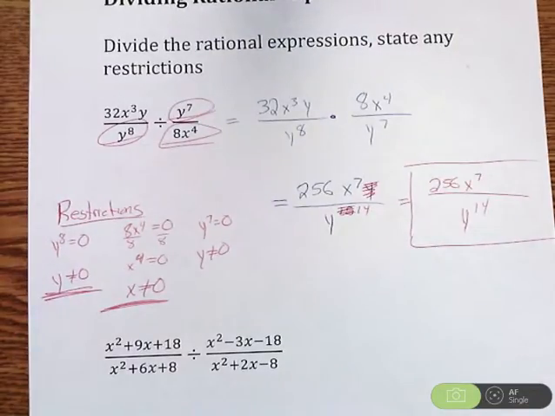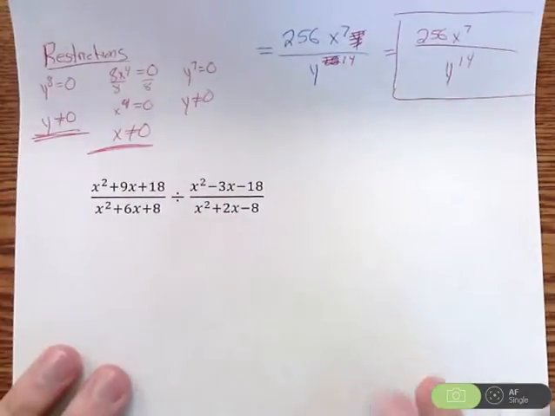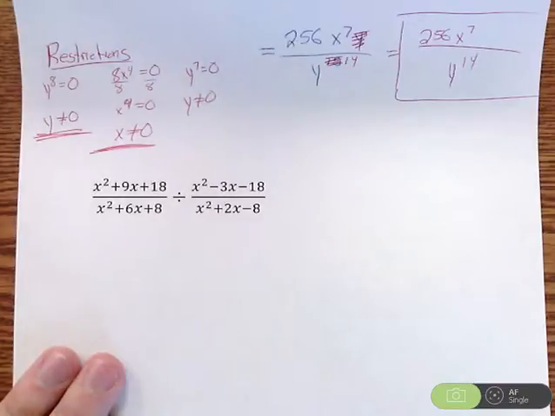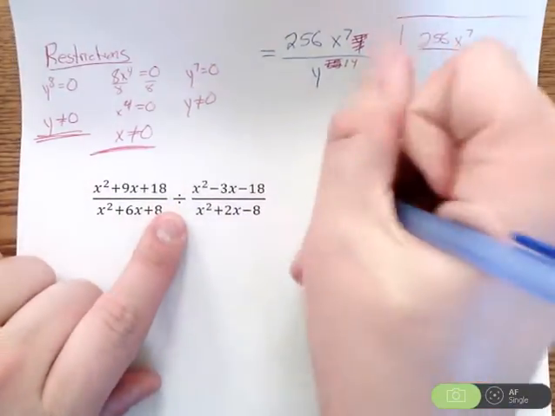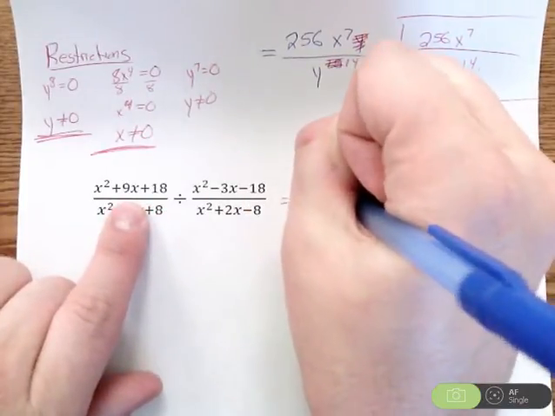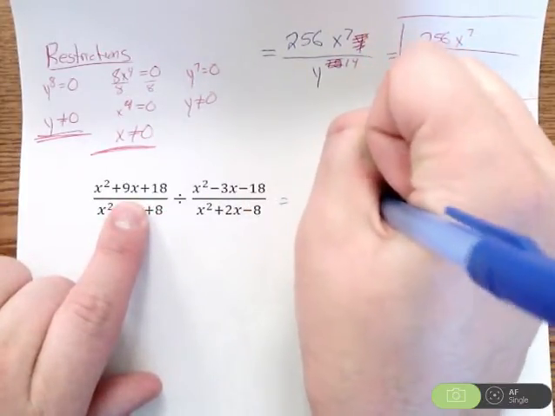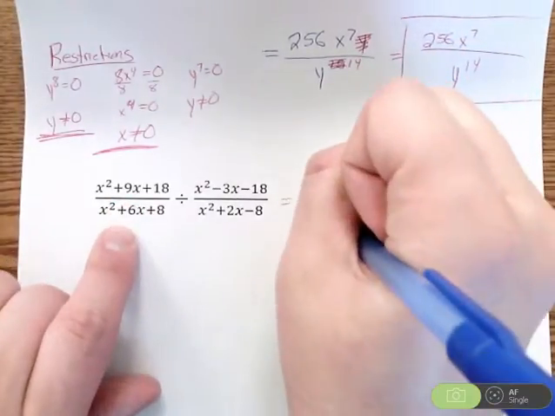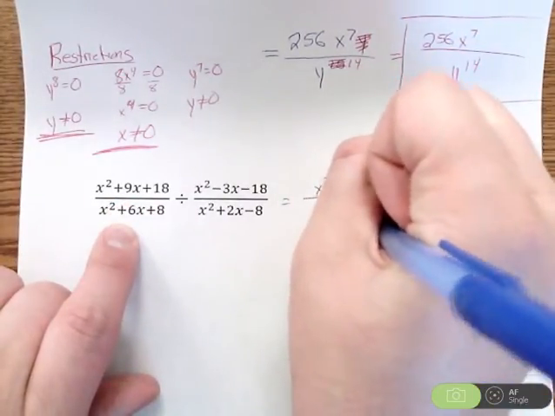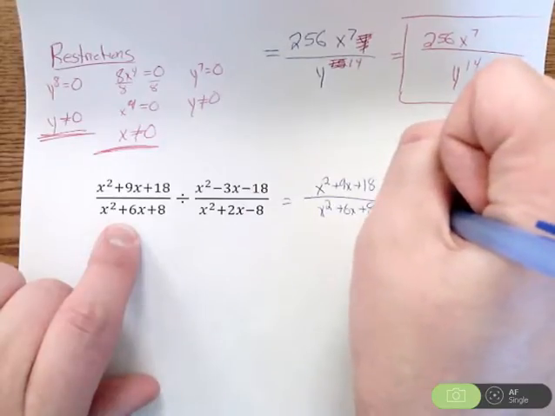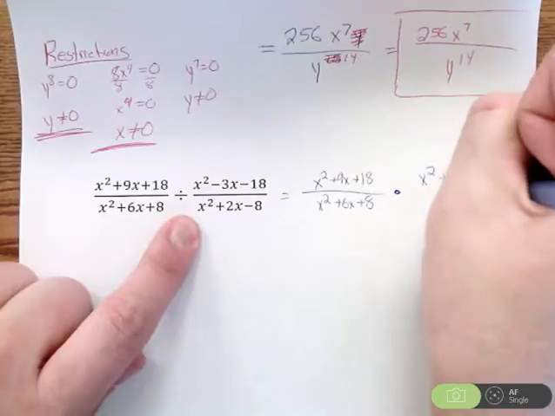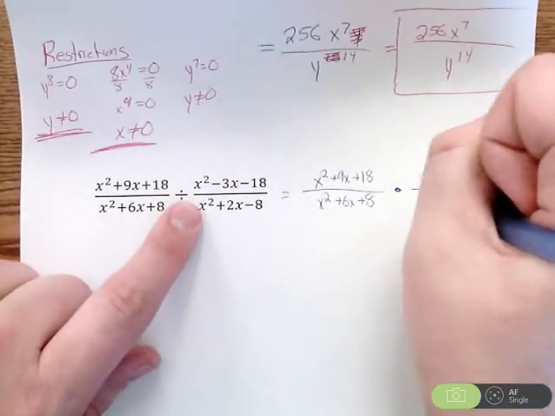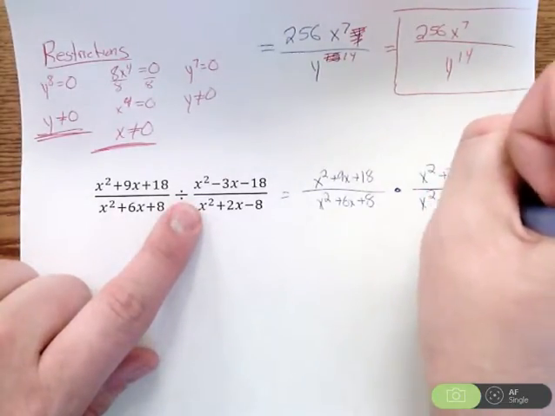So I'm going to show you one more problem, a little bit more complex form. Two big rational expressions, one divided by the other. Now remember, whenever we're dividing rational expressions, we take the reciprocal of the second one. So the original stays the same, x squared plus 9x plus 18 over x squared plus 6x plus 8. The division changes to multiplication. And now I have x squared plus 2x minus 8 divided by x squared minus 3x minus 18.